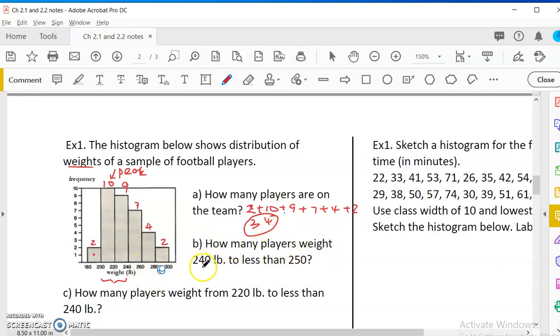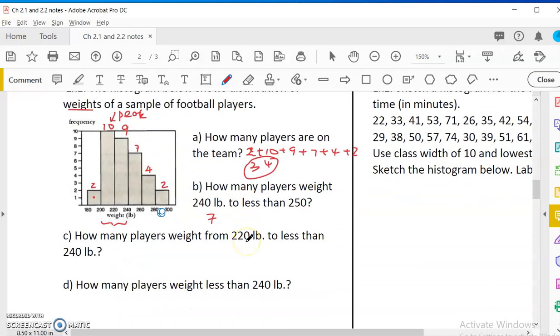How many players weigh between 240 pounds to less than 250? 240 to 250. So that would be this class, right? 240 to 250. How many players are there? There's 7. I look at the frequency bar, it is 7. So there's 7 of them, but we don't know what data they are. We just know that it is within that range.